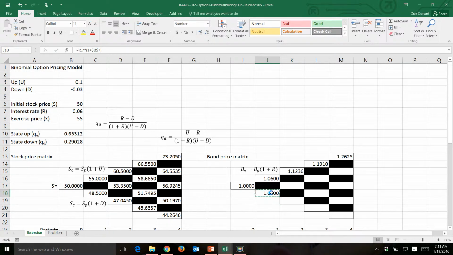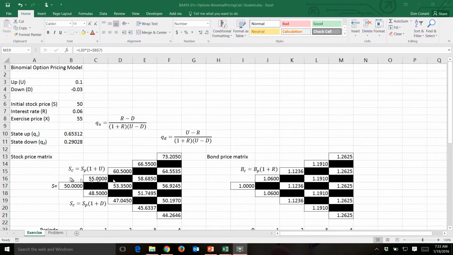So we'll copy that, Control C, and then we'll paste it, Control V, Control V, Control V. Then we can copy any of our upstates and just paste them in these remaining cells. You can see the pricing is fairly uniform in the risk-free bond price matrix.